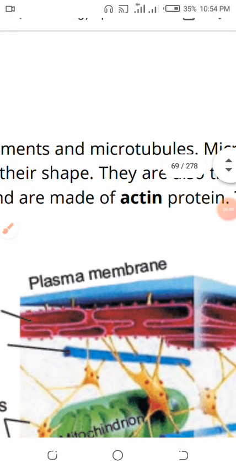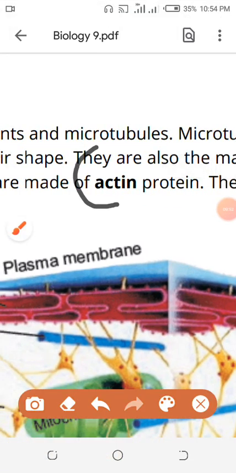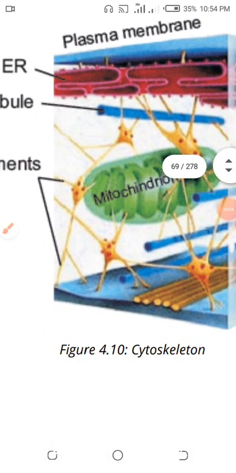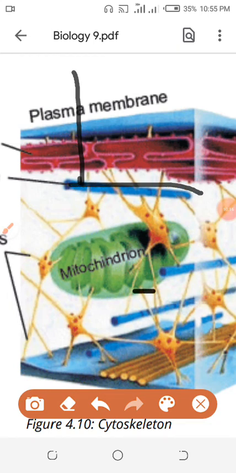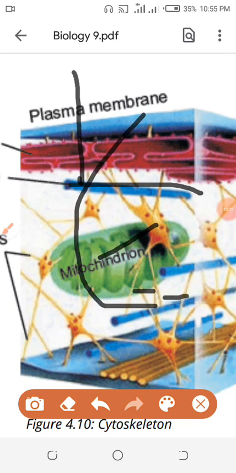Actin protein is very important, because another difference between microtubule and microfilament is that the microfilament is a little thin structure. Thin means it is not thick. Look here, this is a microtubule. Is it thick or thin? Thick. I am not talking about this one, I am talking about these small fibers. Are they thick or thin? They are thin. It is clear.